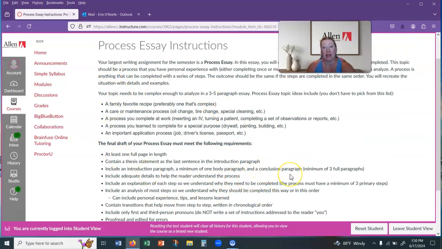So the process essay is an explanation of a process that you have completed. What's really important to remember is that a process is a series of steps, so something that has to be completed in the same order each time in order to have the correct outcome. And some students have difficulty identifying a process.